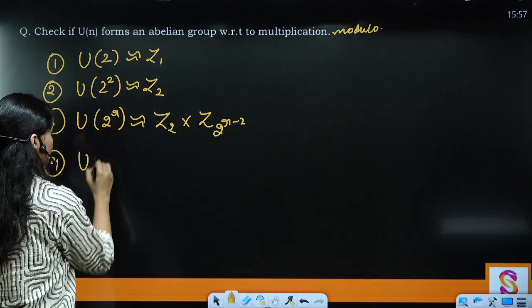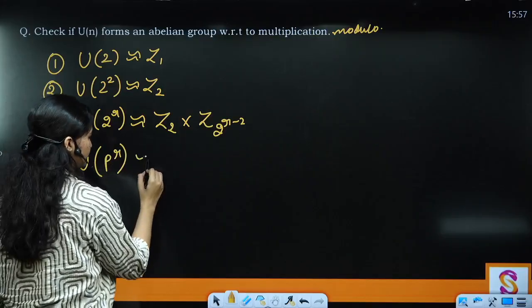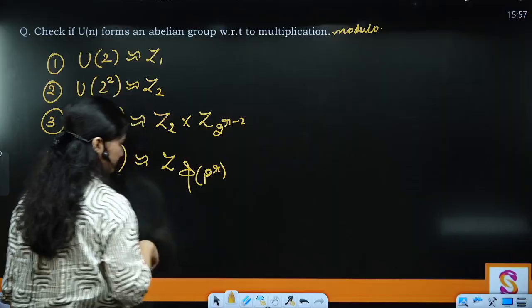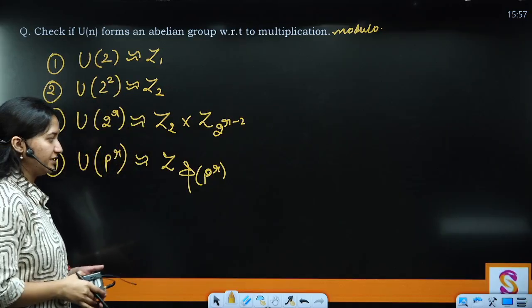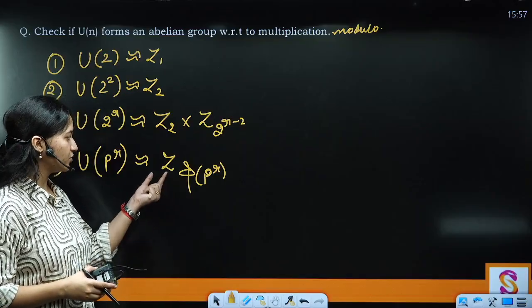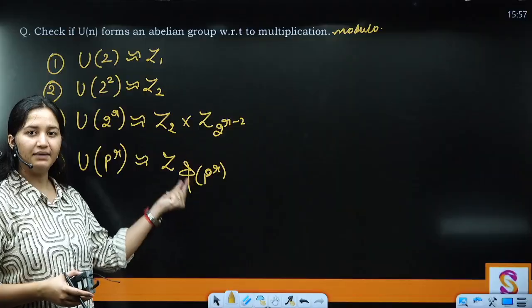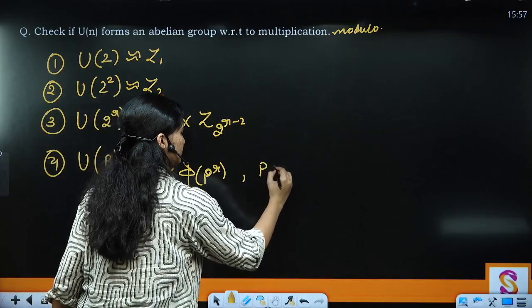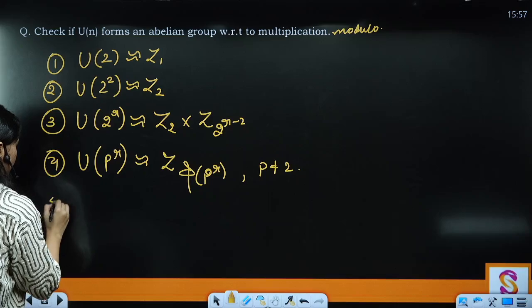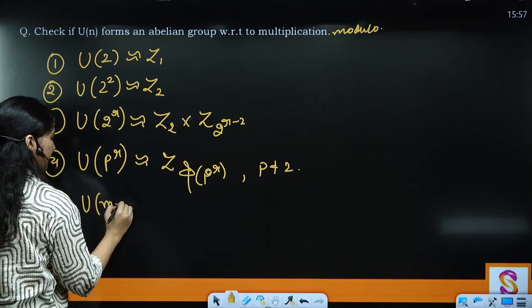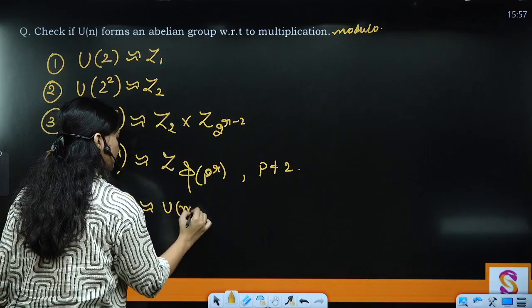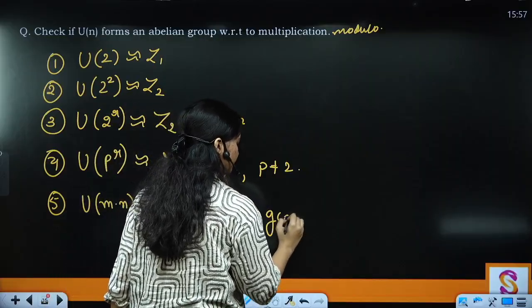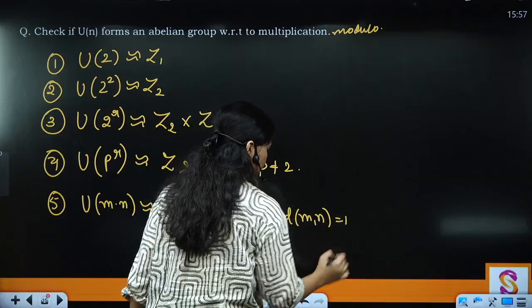Then you have UP raised to the power R is isomorphic to Z phi of P raised to the power R. What is phi of PR? Phi of PR is your Euler's function, right? इसमें आप यहाँ क्या करोगे, P raised to the power R minus P raised to the power R minus 1. Clear? And then finally, and also यहाँ पे you can write that P is not equal to 2. And the fifth property is that UMN is isomorphic to UM cross UN, where GCD of M comma N has to be 1.